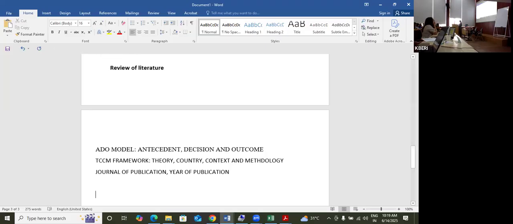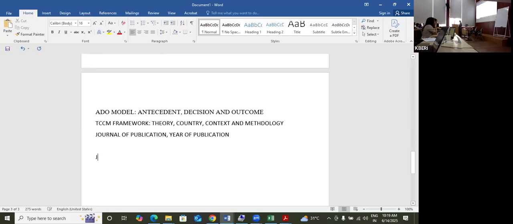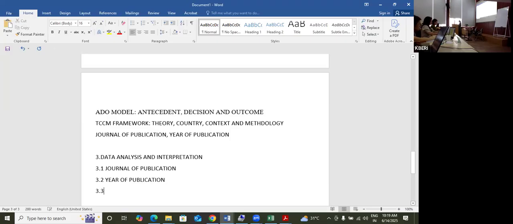So let's start with first, journal of publication. Now we are moving on to the section that is the data analysis. So let's write it here. This is the third section and that is the data analysis and interpretation. Right? So let's say this is 3.1. So it will be journal of publication. Let's say next section, year of publication. Next section, you can write more and more, publication house. I'll tell you what exactly it means.